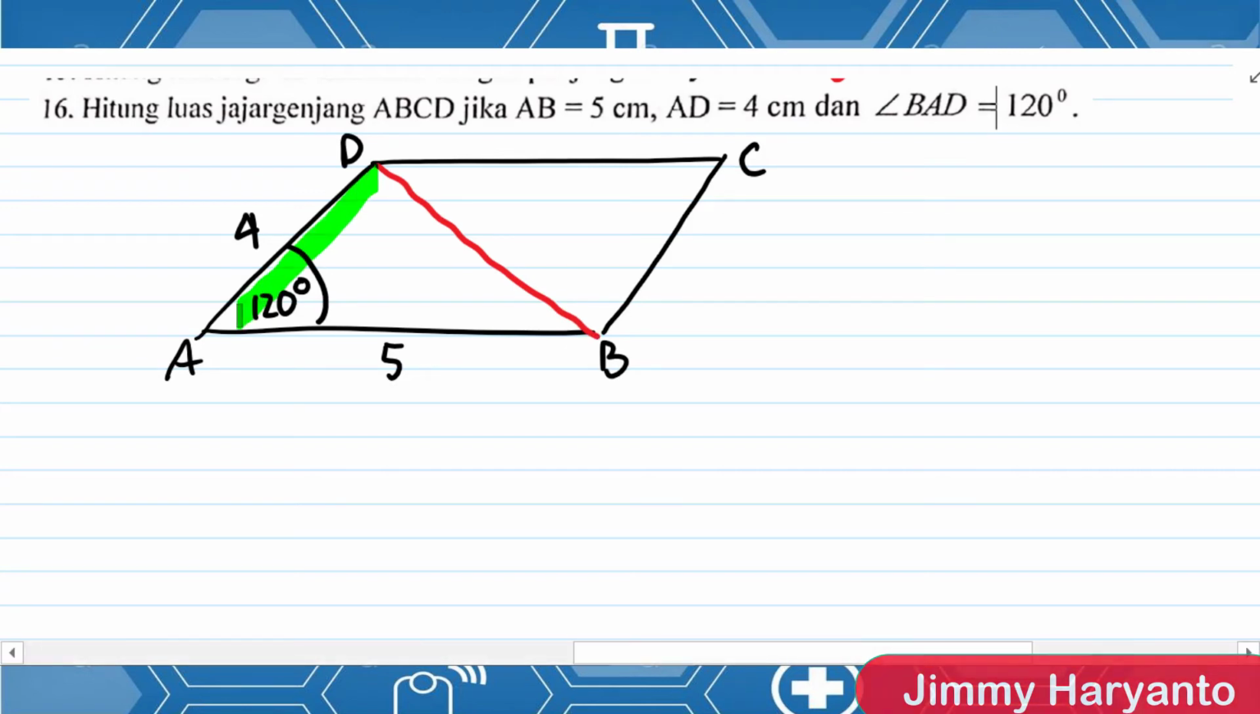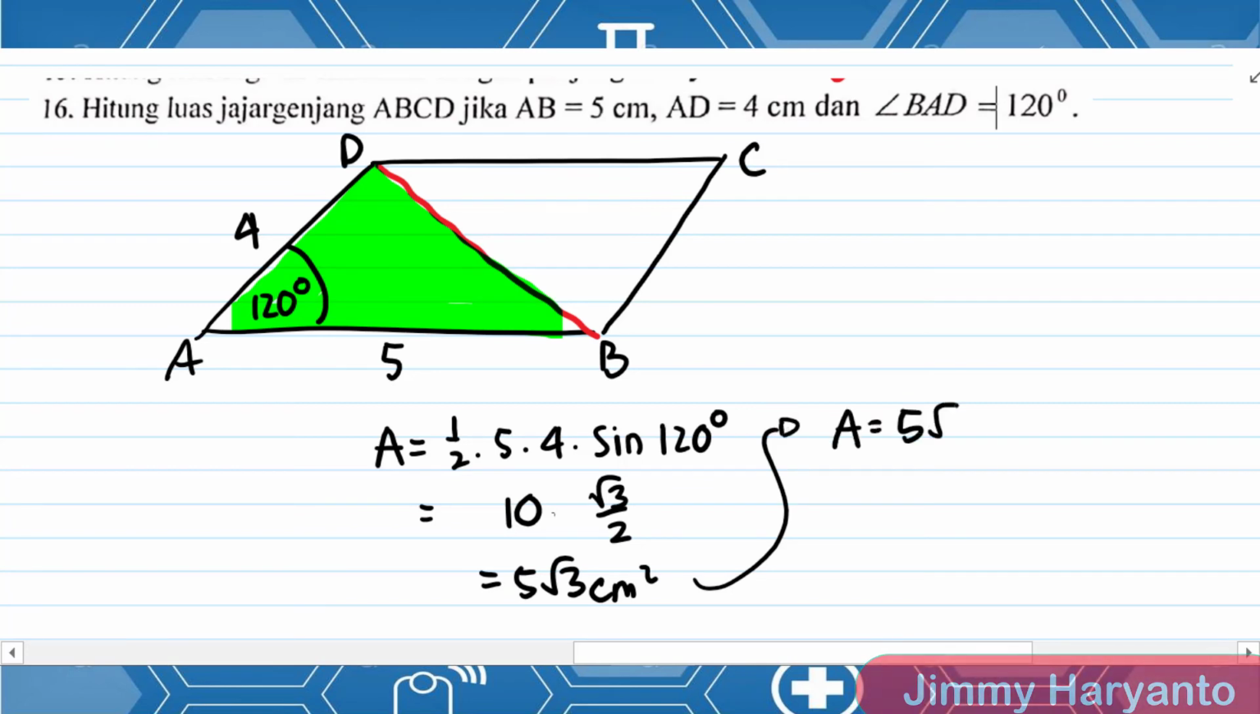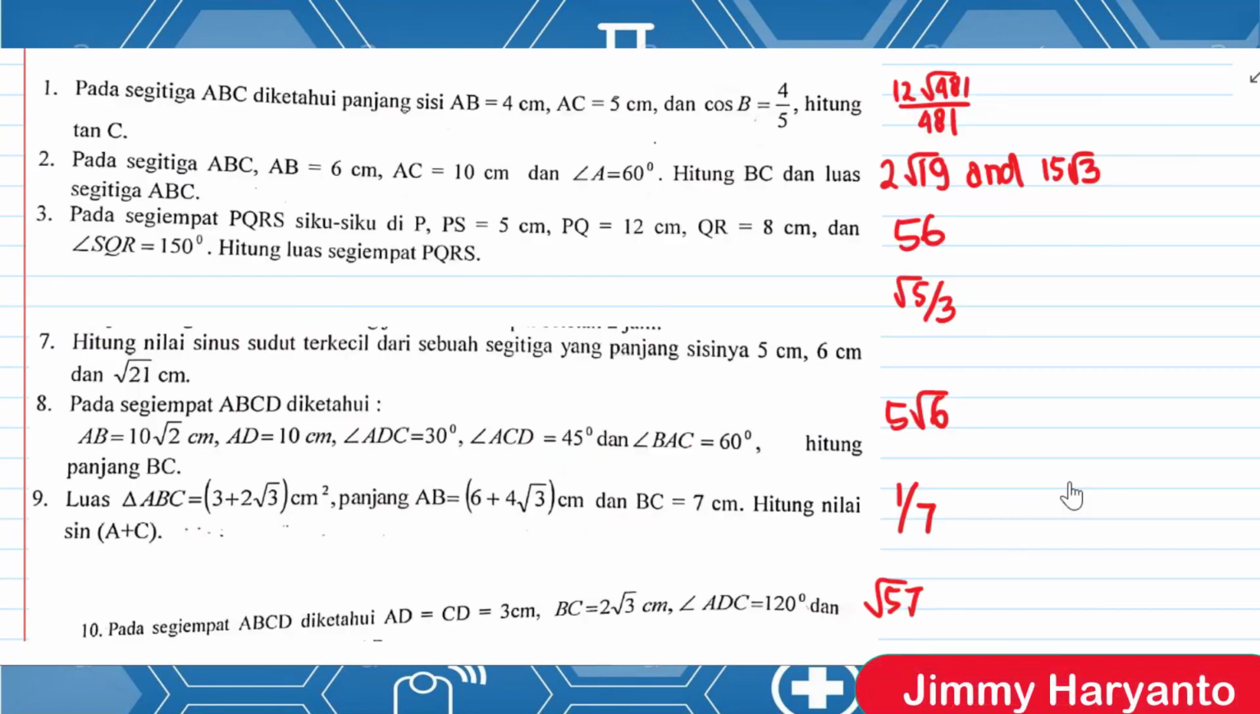So to find the area, I will find this area first, the area of these triangles. The area of these triangles will be area equals half times A, which is 5, times B, which is 4, times sine 120 degree. It will be 10 times square root of 3 over 2, equals 5 square root of 3 centimeter squared. After that, to find the area of the parallelogram, I only have to multiply it by 2. Times 2 equals 10 square root of 3 centimeter squared. 10 square root of 3, guys.